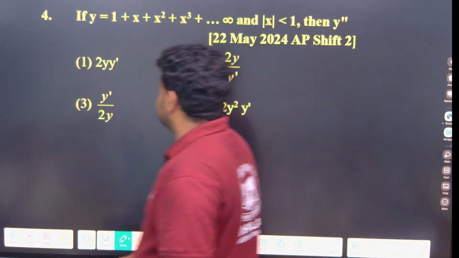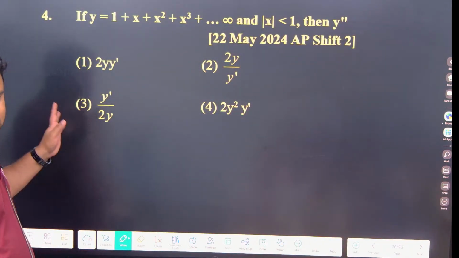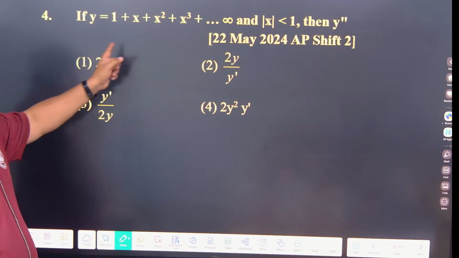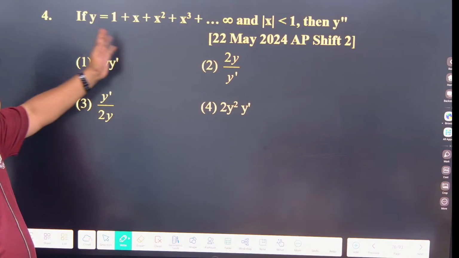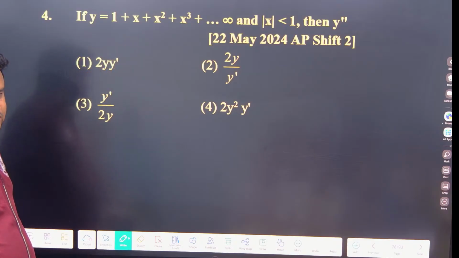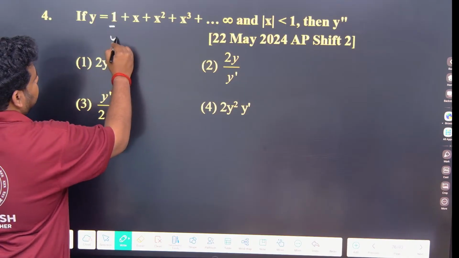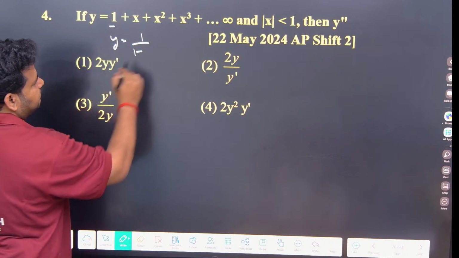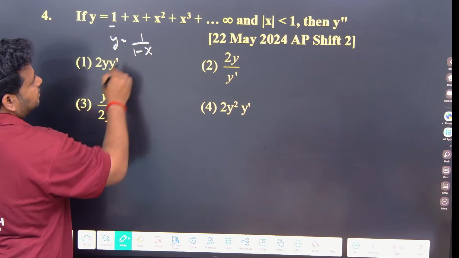Now look at this question. I told you the approach. They have given y is equal to 1 plus x plus x square plus x cube up to infinity, the terms are in GP. The sum of the terms up to infinity is what? Of course, for EAPCET we don't have GP, but the concept is there as a subject. It is a by 1 minus r. Here a is 1, so y is equal to 1 by 1 minus r, where r is x here, so y is equal to 1 by 1 minus x.